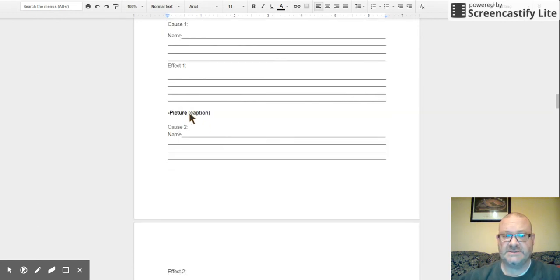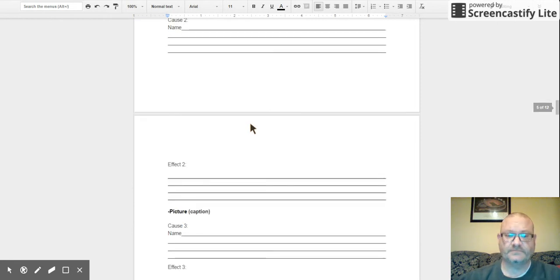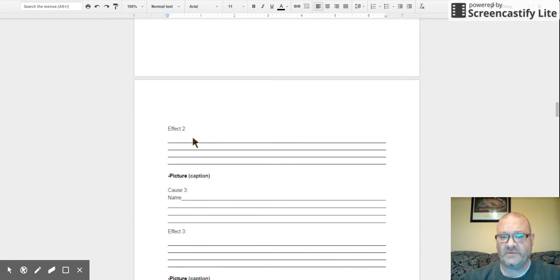Then the next person is going to put a picture and a caption, and then they're going to put their name. And then what is their cause for that section of Athenian government? Then they're going to put down their effect for that section on Athenian government.